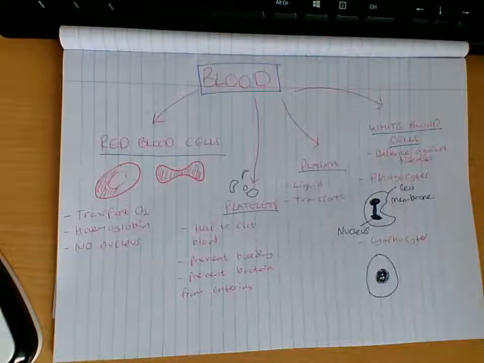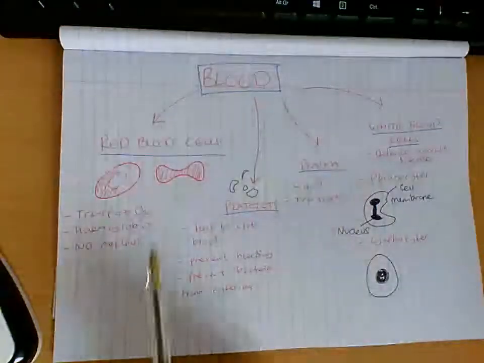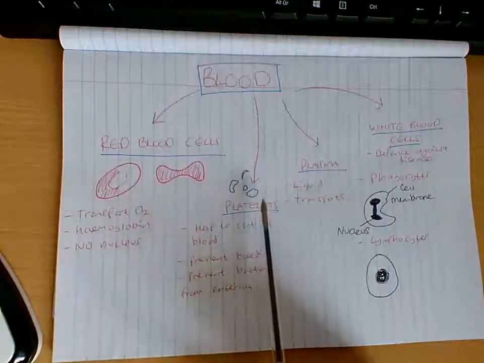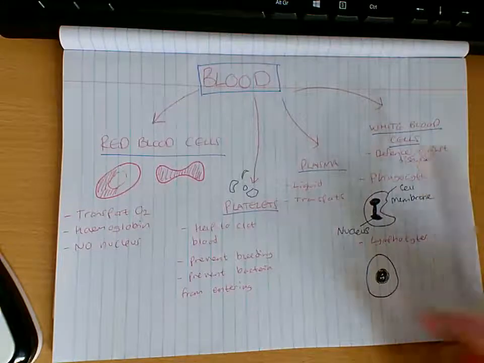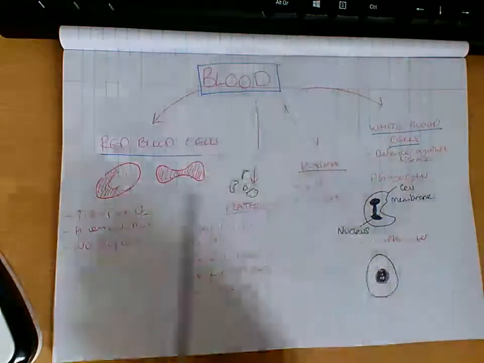Okay, so let's have a look at the blood. So the blood has four main components: the red blood cells, platelets, plasma, and white blood cells. So let's start with the red blood cells.